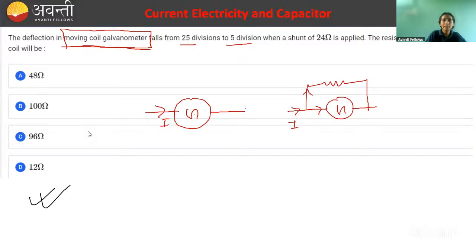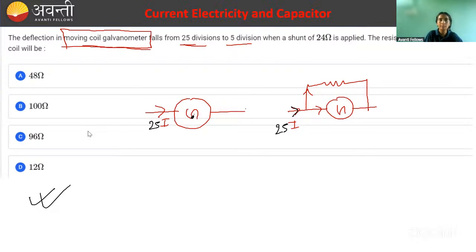Okay. So initially it is said deflection is falling from 25 division to 5 division. Let's say for a deflection of one division, I amount of current is required. So in the first case, 25 division deflection happened. So let's say 25 I current was required for that. I assume per division deflection we require I current. And in the question, it is given that initially 25 division deflection is happening. It means, yes, Kiran, you are right. So 25 I current I have assumed here. So 25 I current is entering.